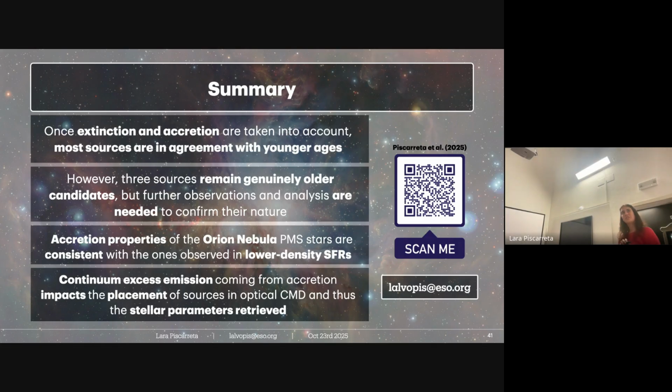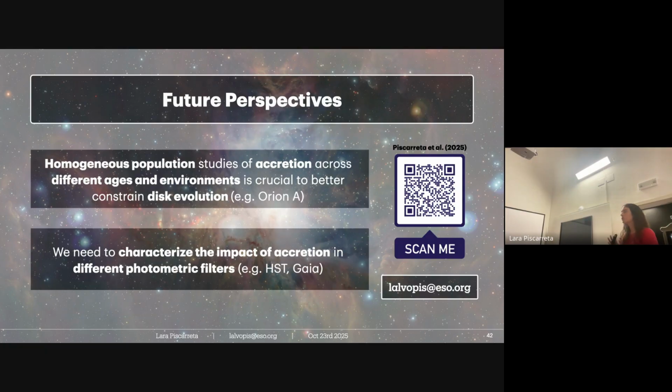And I will just finish with this summary about future perspectives. As I've mentioned, we want to further characterize the impact of accretion in different photometric filters. This is very important, for example, when we move to further star-forming regions where spectroscopy is not available. Thank you. So for example, if we go to the Magellanic Clouds or other massive star-forming regions, if we can get an idea of how accretion can impact these filters, then it's very powerful.